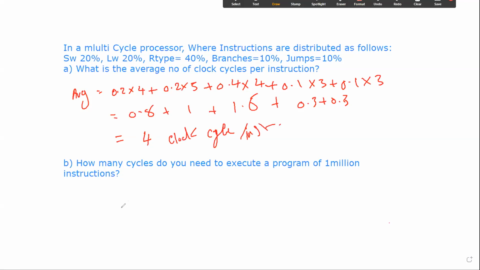According to the distribution you have, now if I ask how many clock cycles do I need to execute a program of 1 million instructions? It becomes 4 million, since 4 is the average. So 4 times 1 times 10 to the power 6, and this is 4 times 10 to the power 6 cycles. Okay, fine.